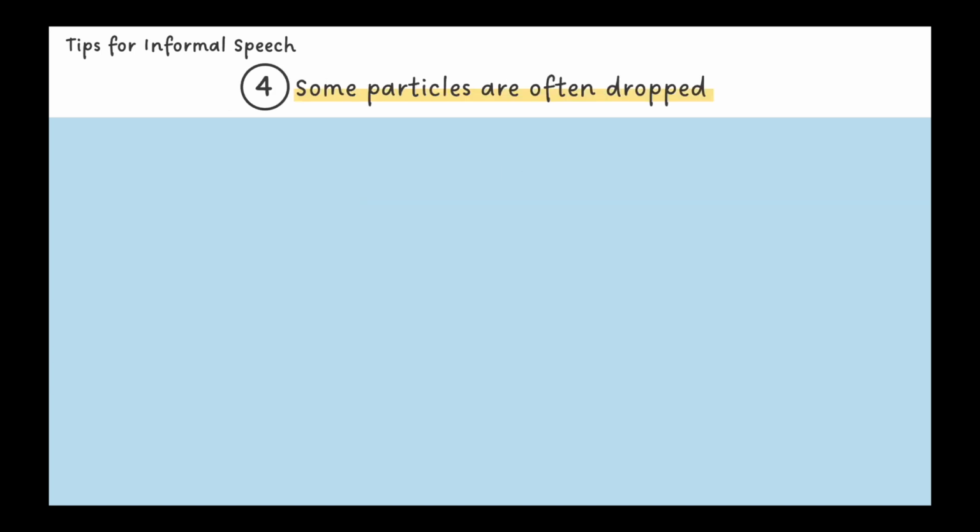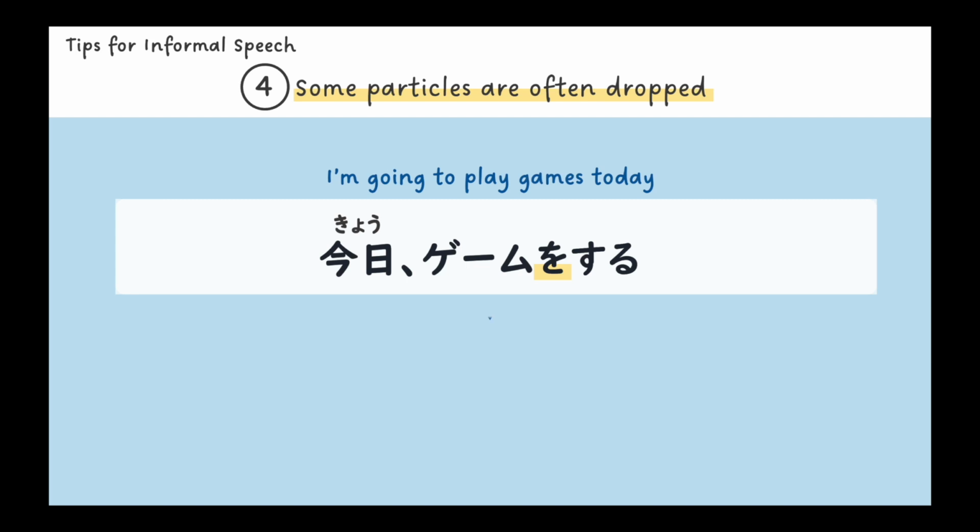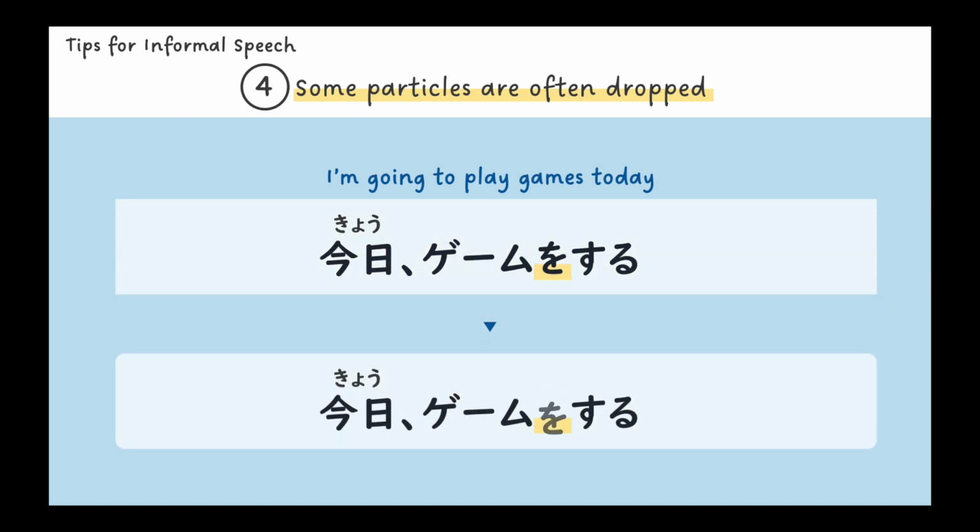Lastly, in informal speech, particles can often be dropped when the meaning is clear from the context, especially the o particle. For example, "I'm going to play games today" is 今日ゲームをする. But in this example, the o particle can be dropped, and we can say 今日ゲームする to sound more natural. However, if you are taking a Japanese class at school, please make sure to include particles if the assignments or tests require students to include them.